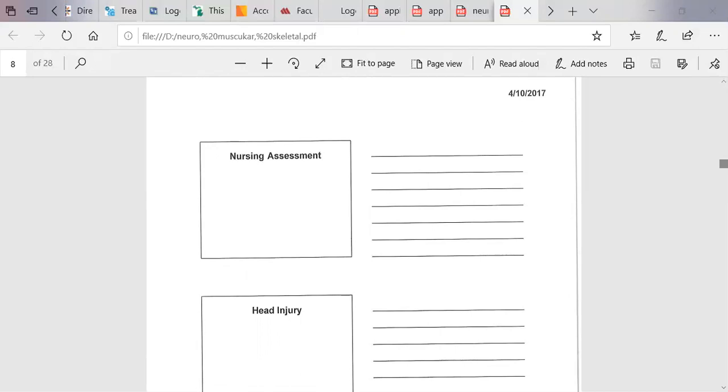Obviously, more of our neurological assessment: altered level of consciousness, alteration in pupil size and reactivity, diminished physical activity and motor performance, and inability to follow simple commands.